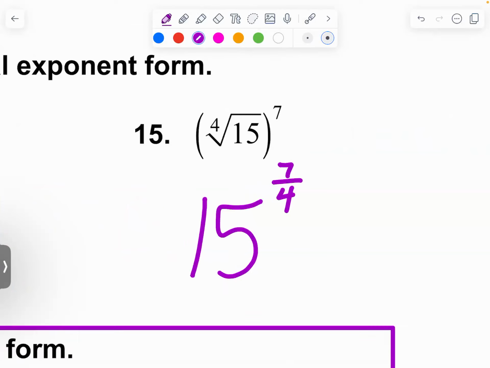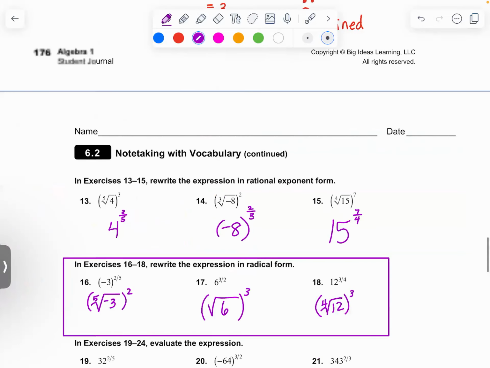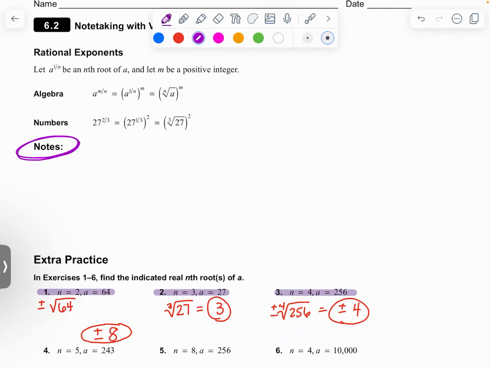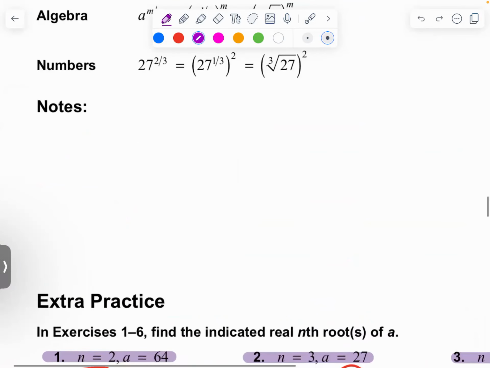Now, we need to go back to that previous page, right above extra practice where it says notes. Do you see that? Okay. I want you to write down 16 to the 3/4. And we're actually going to go through the process of figuring out what that is.